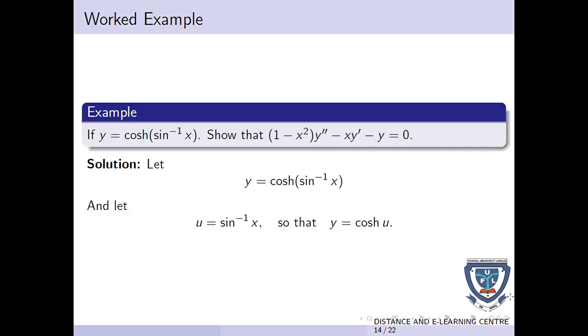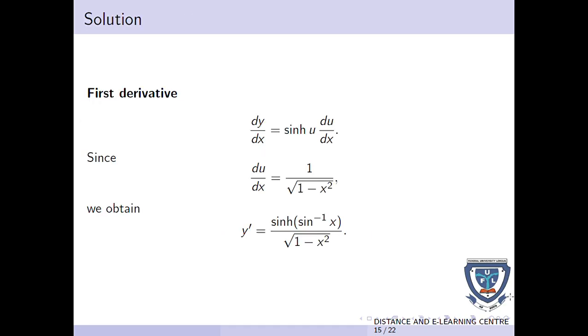Now, if y is equal to cos arcsine x, show that (1 minus x squared) y double prime minus x y prime minus y is equal to 0. Solution. Let y equal to cos arcsin x be written as shown on the screen, and let u be equal to arcsin x. You are going to have that y will be equal to cos u. And when you take the first derivative, you're going to have that y prime is equal to sin arcsin x all over square root of 1 minus x squared.